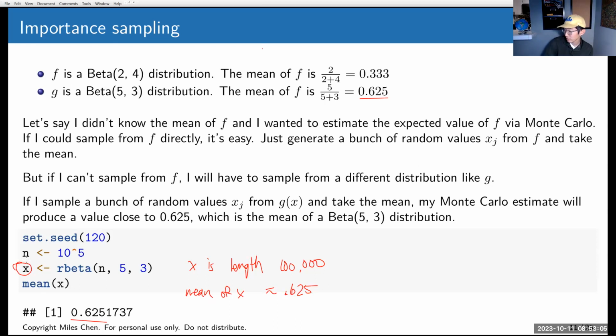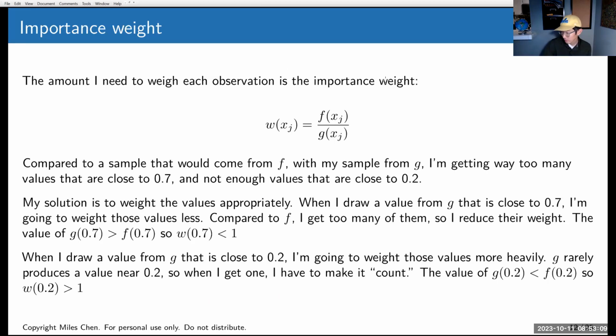But can I take this sample of X to estimate this thing? Well, yeah, what we're going to do is multiply it by our importance weight. Our importance weight is basically the ratio between the PDF of F divided by the PDF of G.